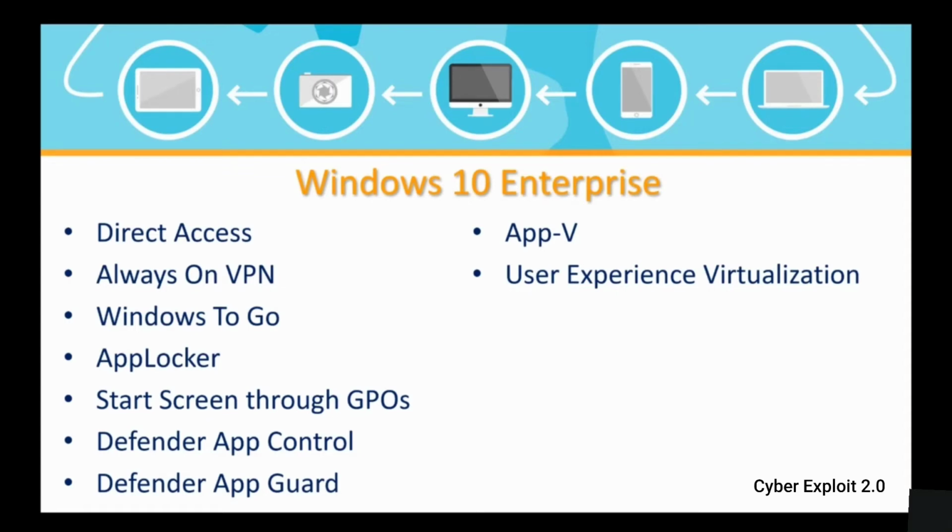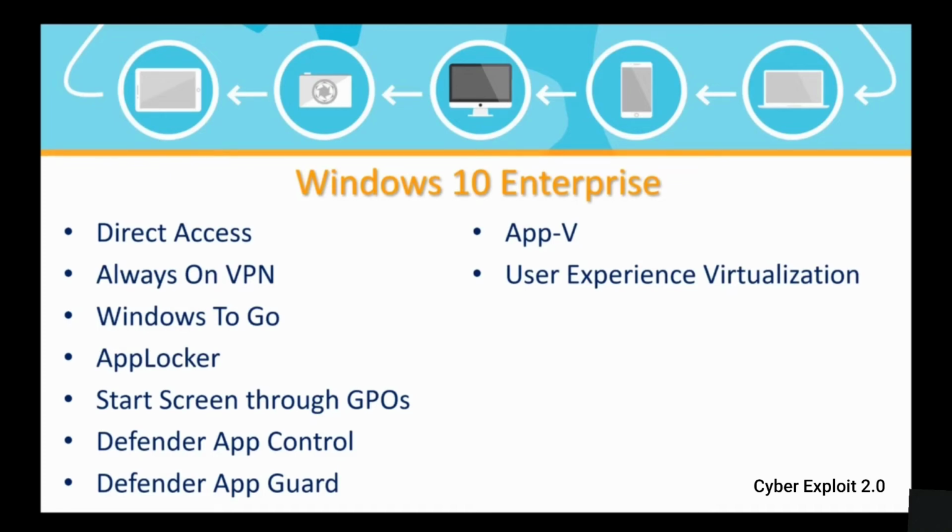You have Windows To Go. Windows To Go allows me to install Windows 10 on a flash drive. So I can actually install Windows 10 on a flash drive and carry it around in my pocket, and I can plug it into a computer and boot off that flash drive, and I've got Windows 10 with me right there on that USB drive.